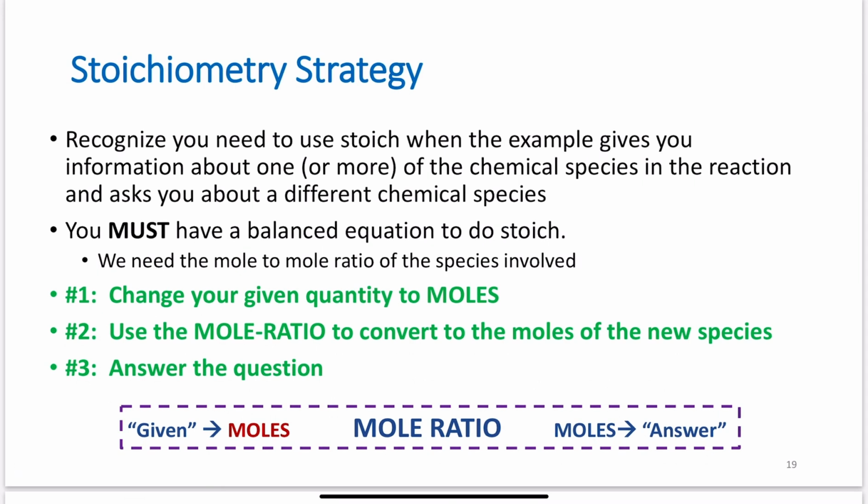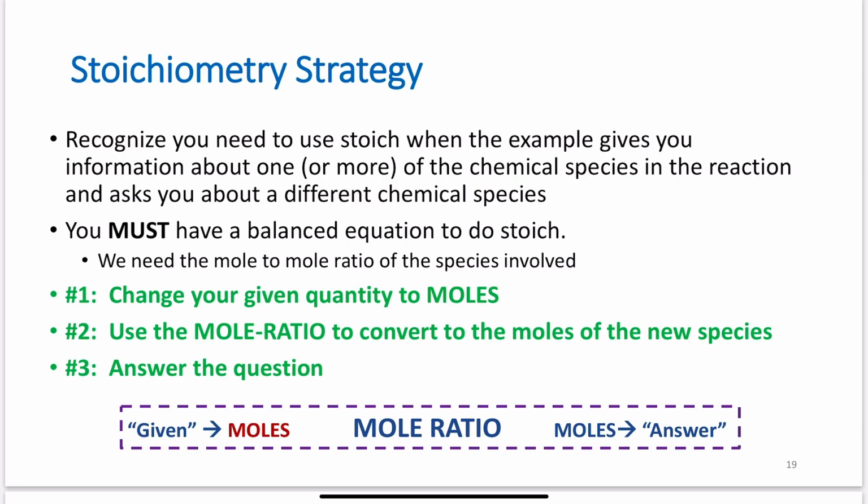Here's the strategy we're going to use. First, you need to recognize that you need to use stoichiometry when the example gives you information about one or more of the chemical species in the reaction, and it asks you about a different chemical species. So it says, how many grams of this can I produce if I use up all of this? Or I reacted 5 grams of X, how many grams of Y can be produced? Something like that. You have to have a balanced reaction to do the stoichiometry, though. If it is not balanced, you will need to balance the reaction. And that's because you need those multiple ratios of the species involved to be able to do the stoichiometry. First thing you should do is change your given quantity into moles.